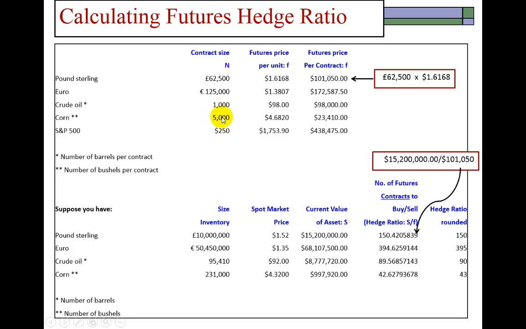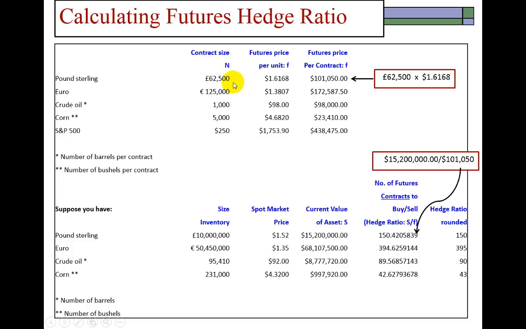Now, you could also buy and sell stock indices like S&P 500. The size per contract is $250. It could be $500 too, but these contract sizes are set by the exchange in which these assets trade in the futures market. Now, let's look at the pound sterling, for example, with a contract size of 62,500.